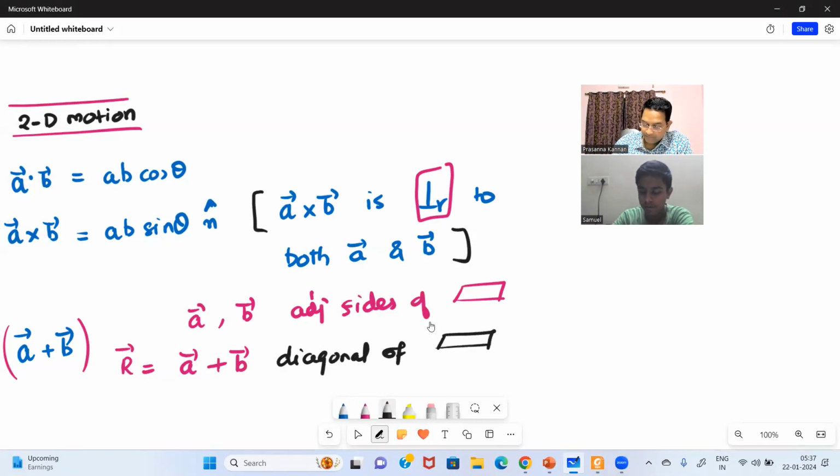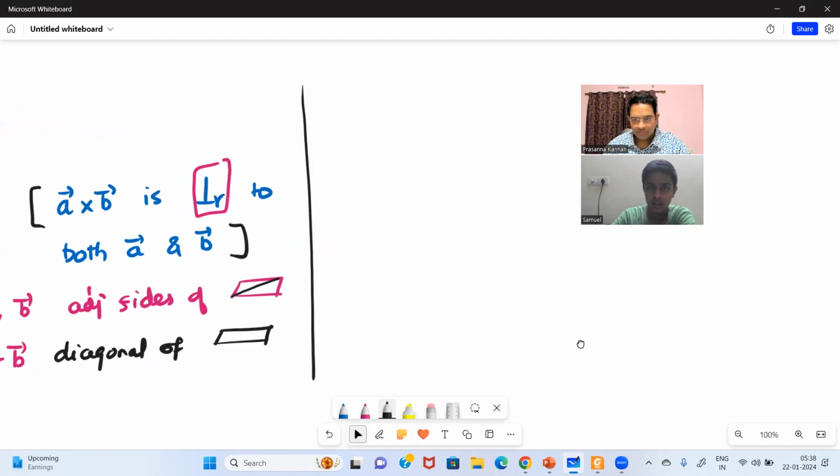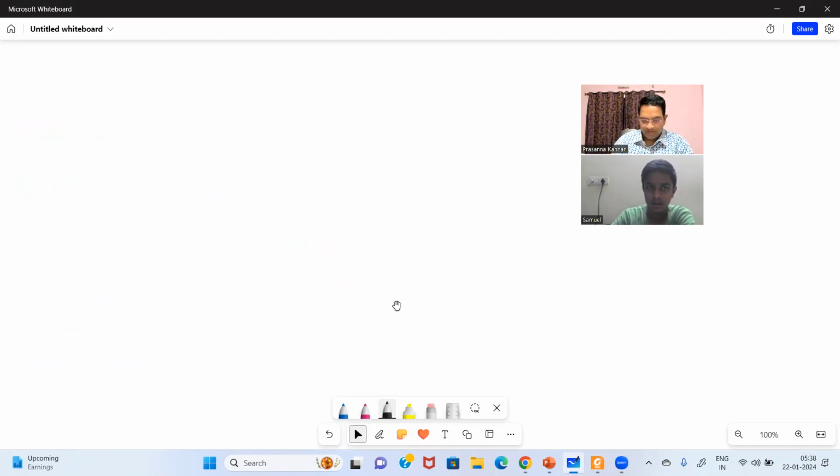Yeah. So diagonal of the parallelogram gives you the resultant of the two vectors. Yes. What is the expression for resultant? Root over a squared plus b squared plus 2ab cos theta. Right, good.